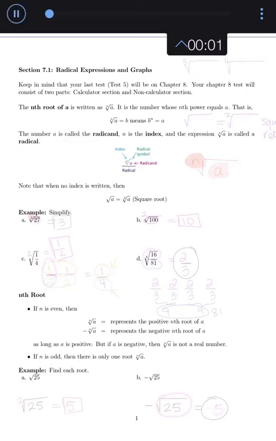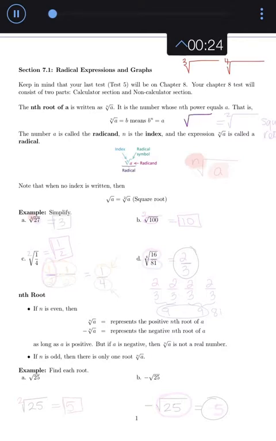In Chapter 7, we're going to start looking at roots or radicals. Roots or radicals, they look funny. They look like this. And usually they have a number on the outside of them, like a 3 or a 4. Sometimes you won't see a number at all, though.